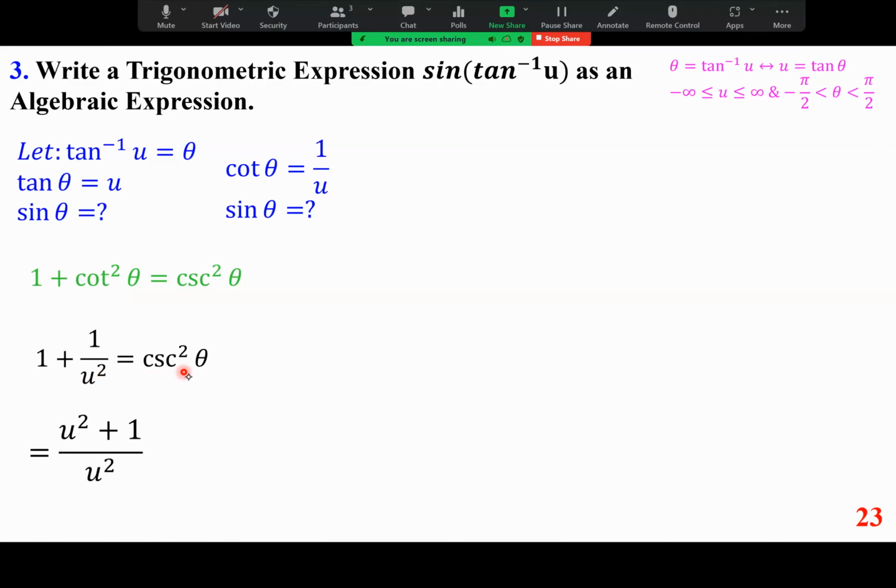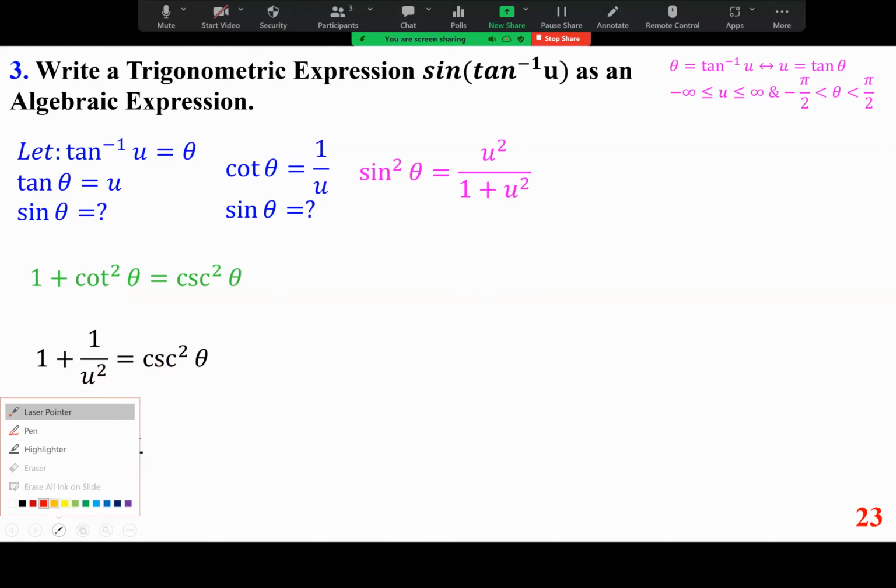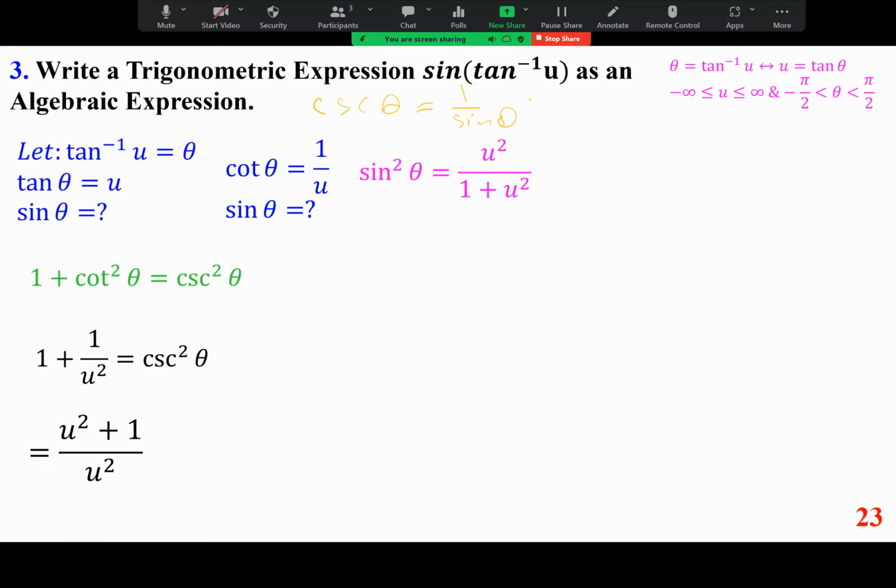Sine is 1 over cosecant, or cosecant is 1 over sine. They are reciprocals of each other. Therefore, sine squared is the same thing flipped over, which is u squared over u squared plus 1. The reciprocal of cosecant squared is sine squared because of the relationship between sine and cosecant. And so sine is plus or minus the square root of that.